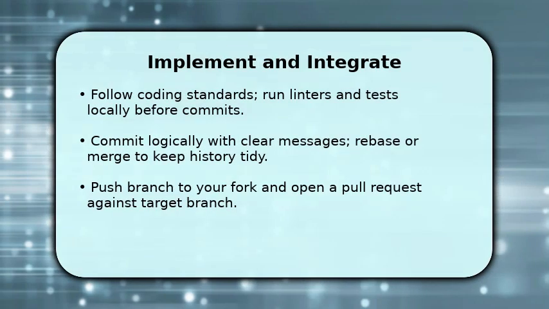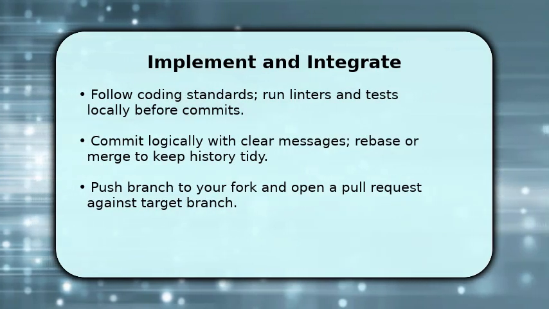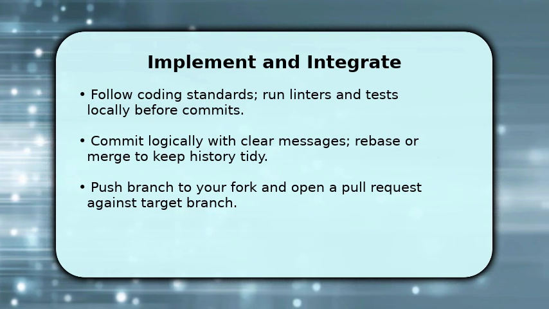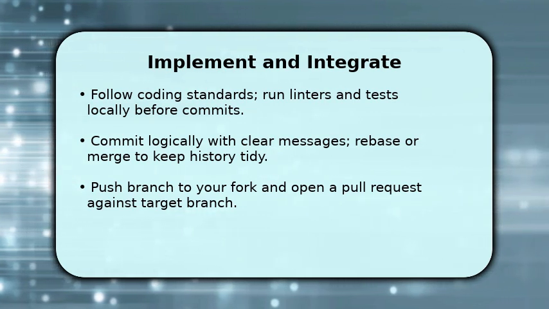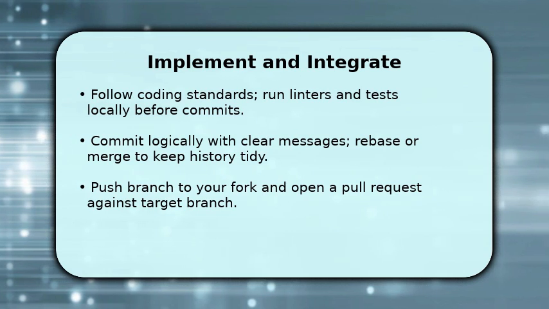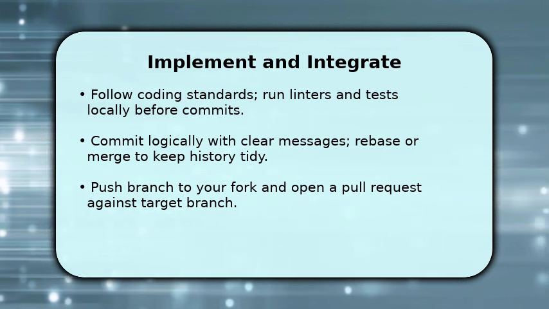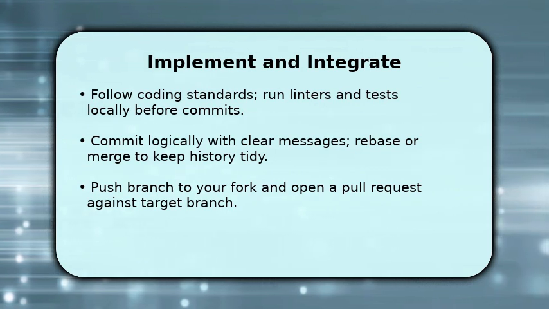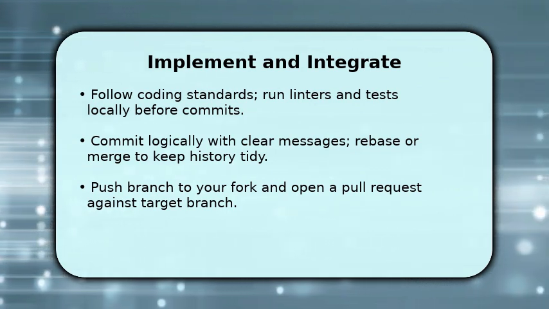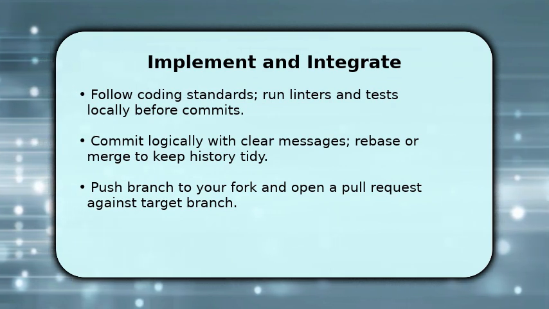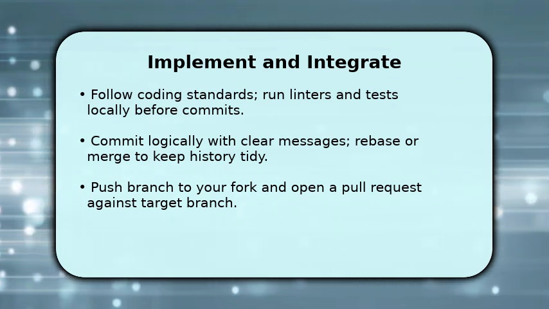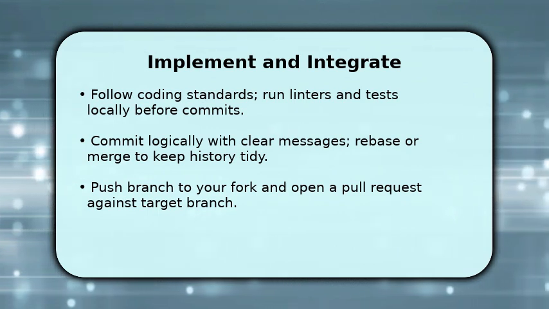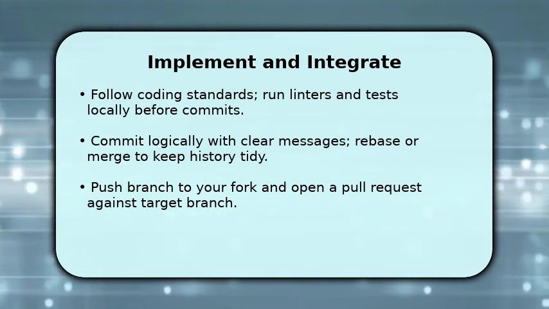You implement your change following the code style and run the test suite so reviewers see a working patch. Once your local commits are ready, craft focused, descriptive commit messages and squash or rebase as required to keep history readable. After verifying tests pass, push your topic branch to your fork and open a pull request to the project's target branch. Make sure to include a concise description and link any related issue so reviewers understand context and intent.